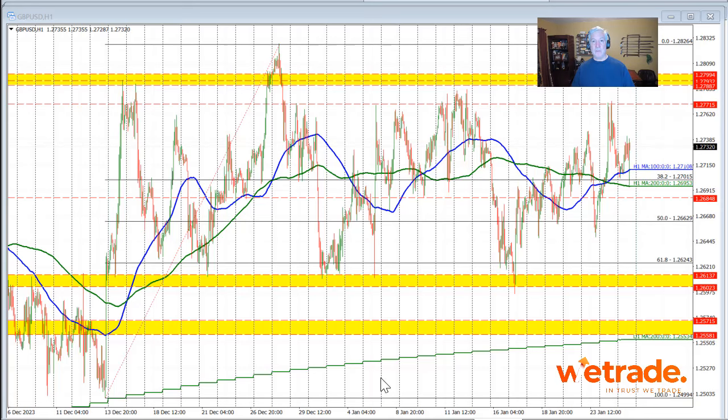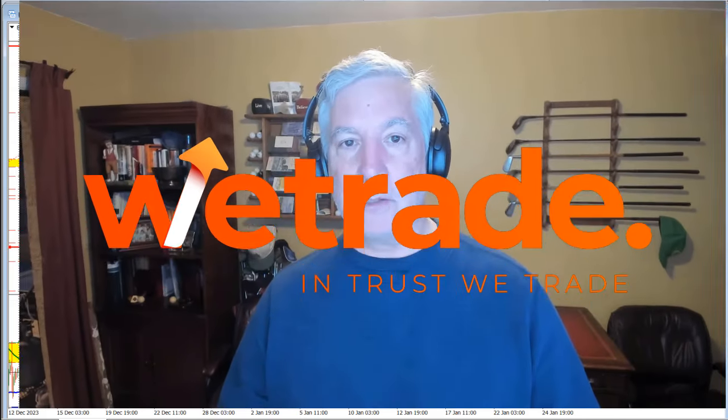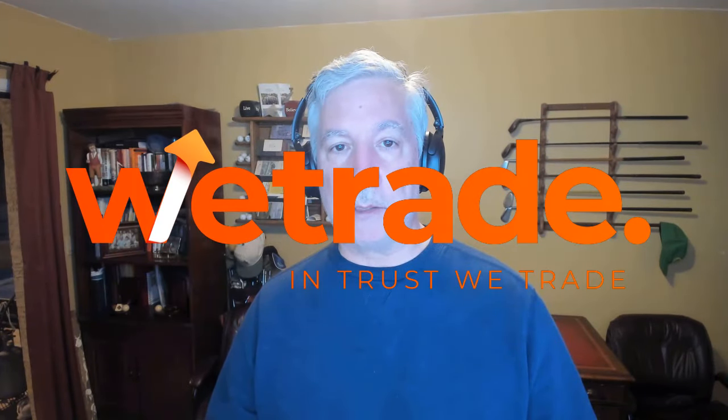One final look at the euro versus US dollar. The press conference continues for Lagarde, and she has started to take some questions and answers, and the price is remaining below the 100 and 200 hour moving average, keeping the bears more in control. So there you have it, a look at the three major currency pairs to start your trading day.